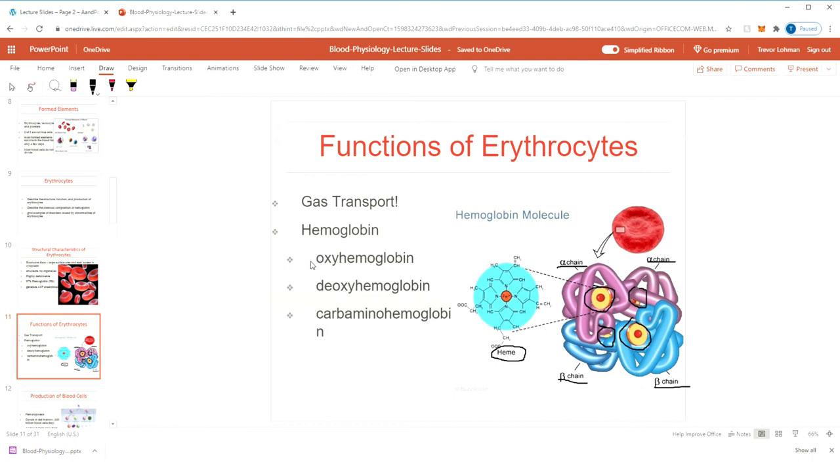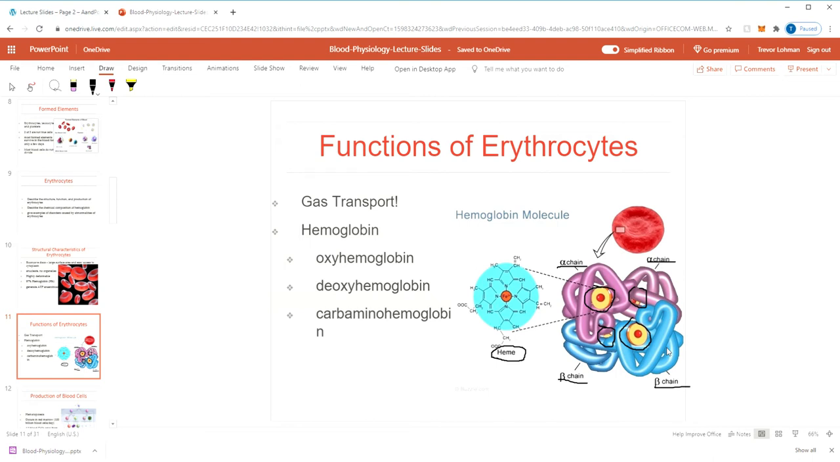And when it's oxygenated like that, it's called oxyhemoglobin. When it's not oxygenated at all or partially oxygenated, it's deoxyhemoglobin. And then when it actually has carbon dioxide bound to the chains, because carbon dioxide is capable of binding to these alpha and beta chains, it's called carbaminohemoglobin. That said, most carbon dioxide is just dissolved in your plasma, or in the cytosol of the red blood cell. But the globin chains are able to pick up some carbon dioxide.